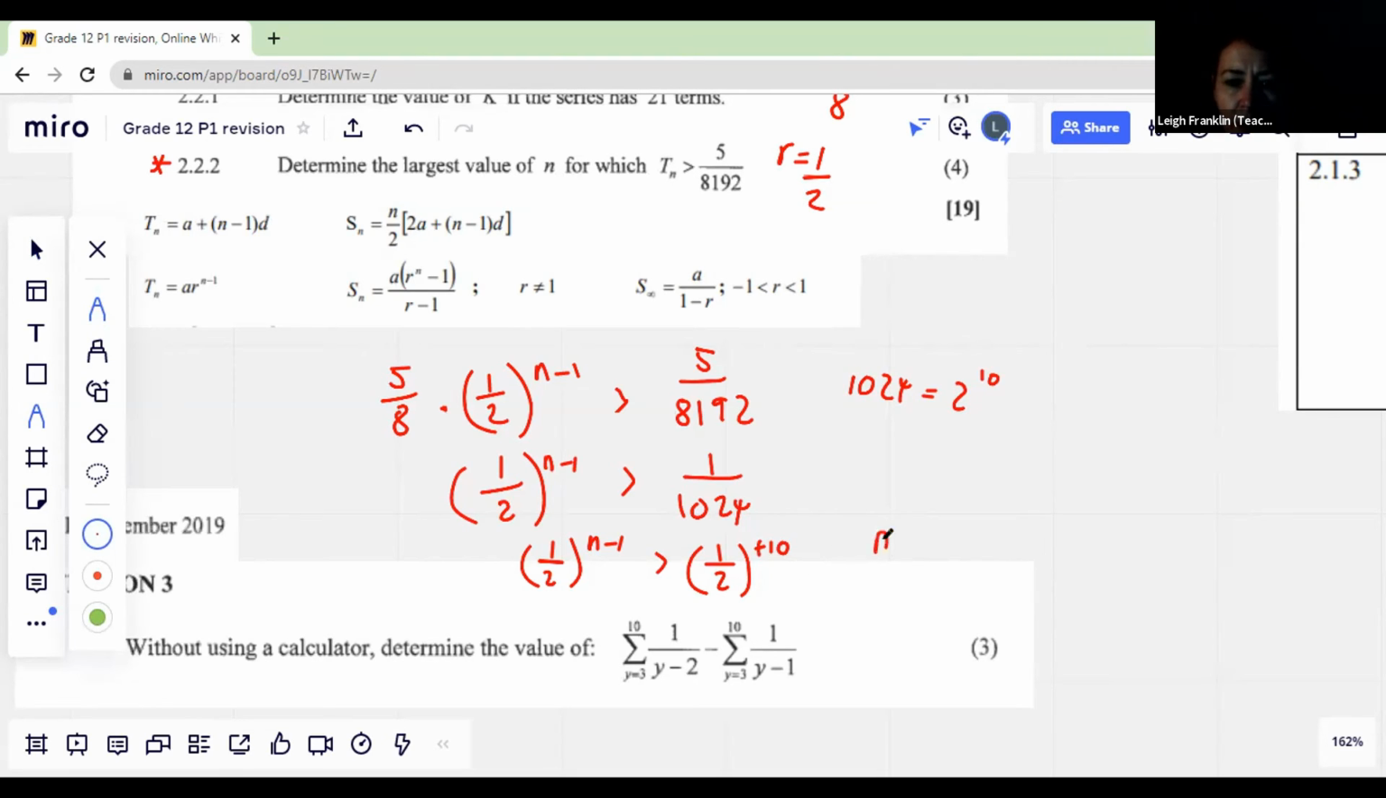So now n minus 1 has to be greater than 10. So in that case, n has to be greater than, take the 1 over, 11. Right, so if n has to be greater than 11, the largest integer value of n must be 10. Yeah, that is right.